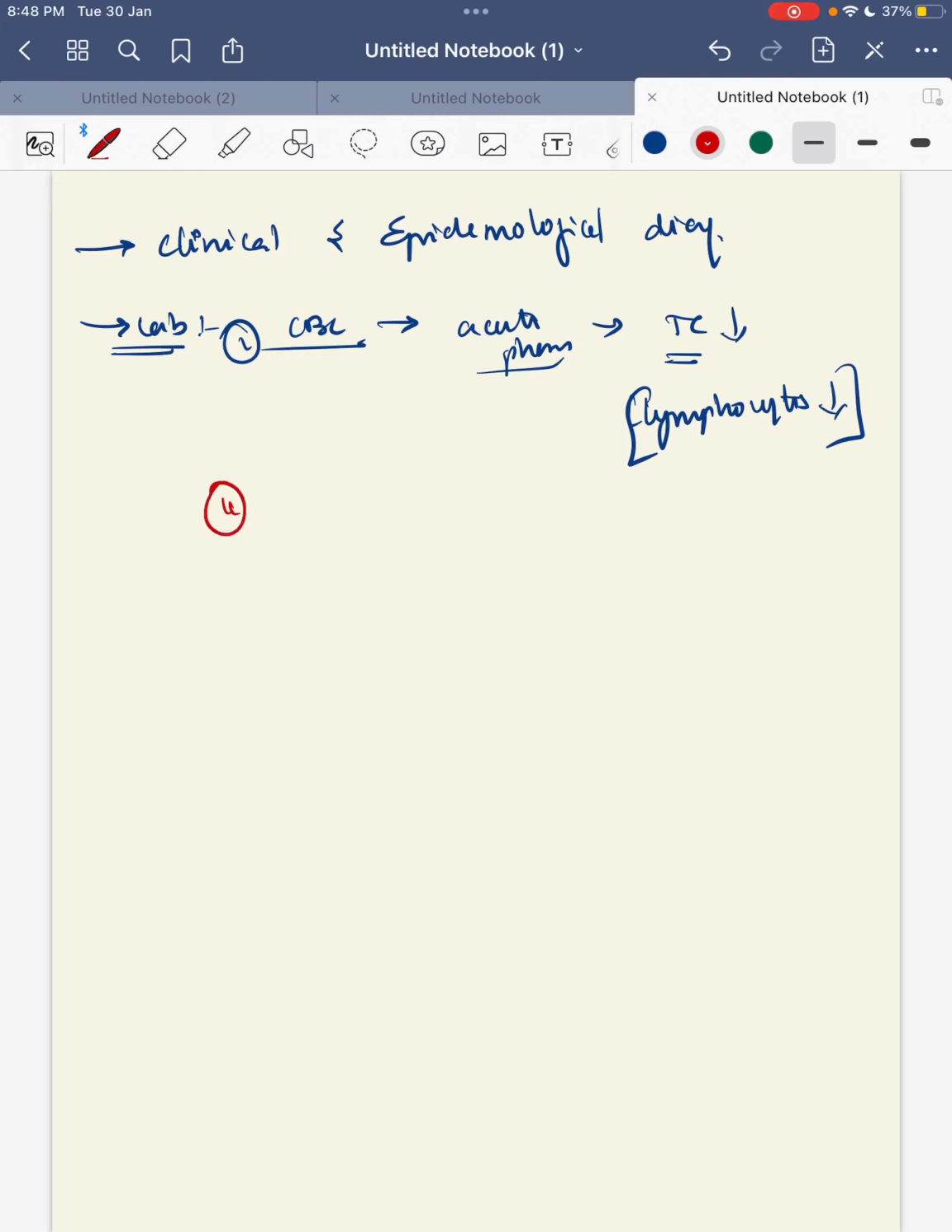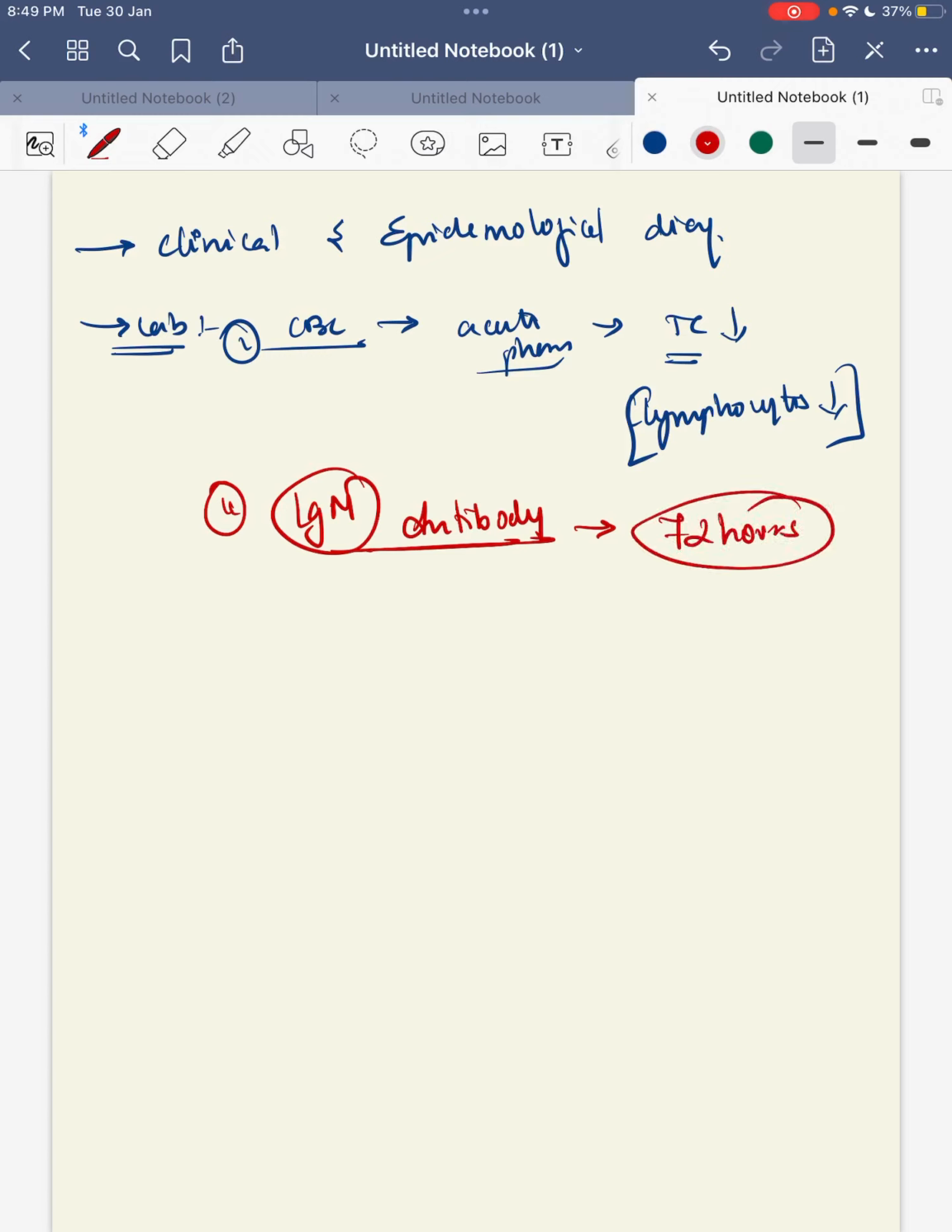But when you want to confirm whether the patient has measles or not, you can do an antibody investigation. IgM antibody can be done in the blood sample of this patient, within 72 hours after the patient has acquired the rash.